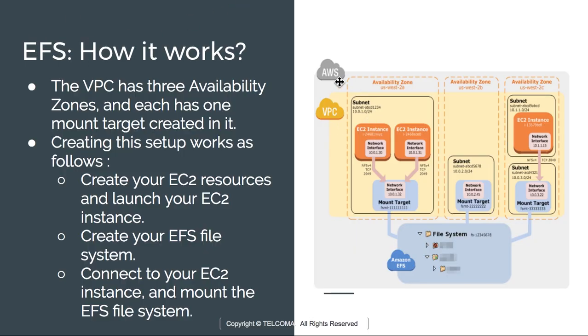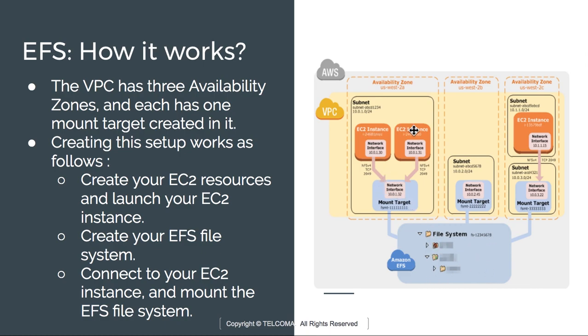Elastic File System, we can see this is AWS, Amazon Web Services. Under this we have a virtual private cloud. In the virtual private cloud we have availability zones. This is availability zone 1, 2 and 3. Under this we have various subnets, and each subnet has EC2 instances running in it. So we have Amazon Elastic File System over here. Here we have its own file system where we can save our files.